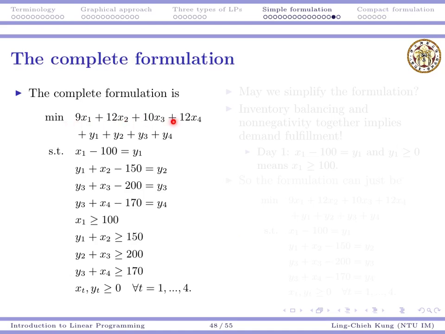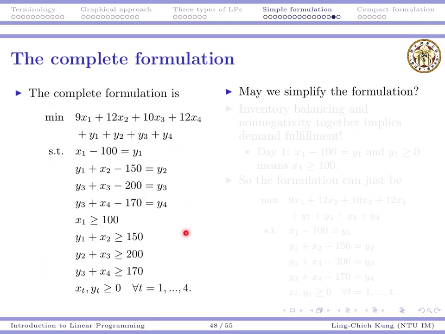I need to minimize the total cost subject to 8 functional constraints and 8 non-negativity constraints. These are the inventory balancing constraints, and these are the demand fulfillment constraints. Okay, these are my non-negativity constraints. By writing something like this, this is my complete formulation, and I expect you to also write your formulation in this way. One question here I want to discuss is that actually we may simplify this formulation.